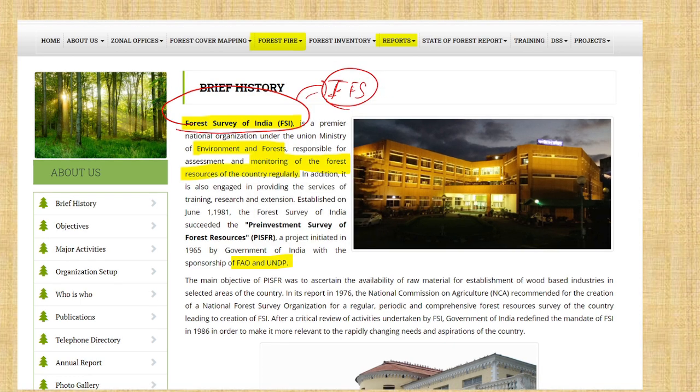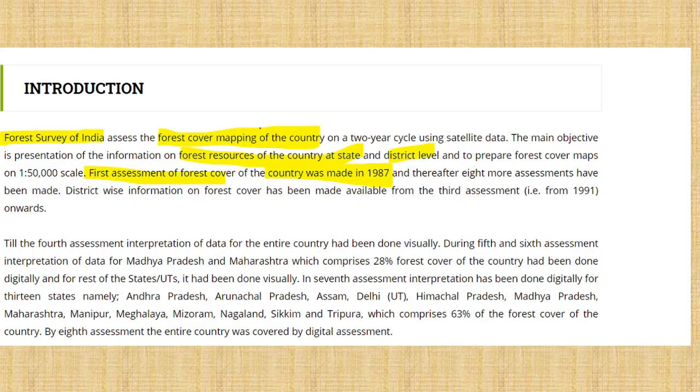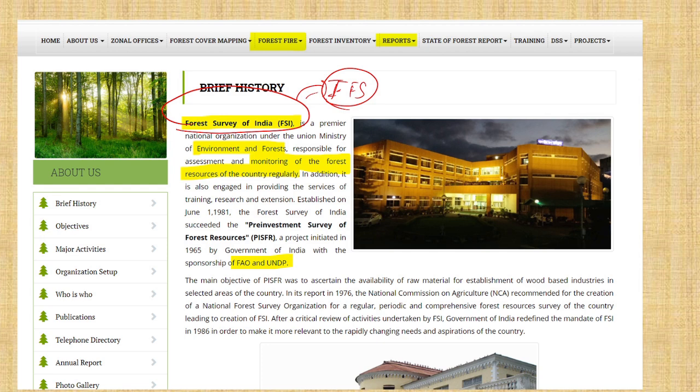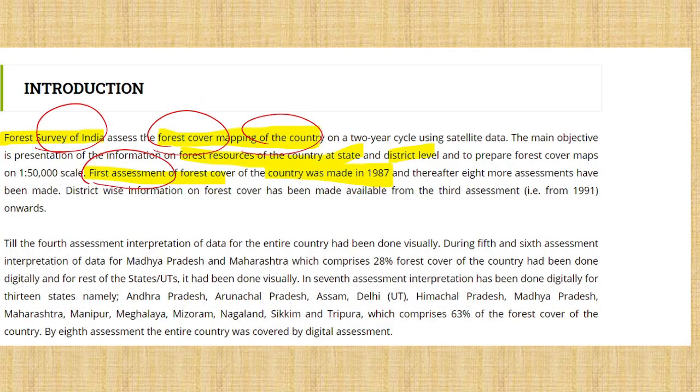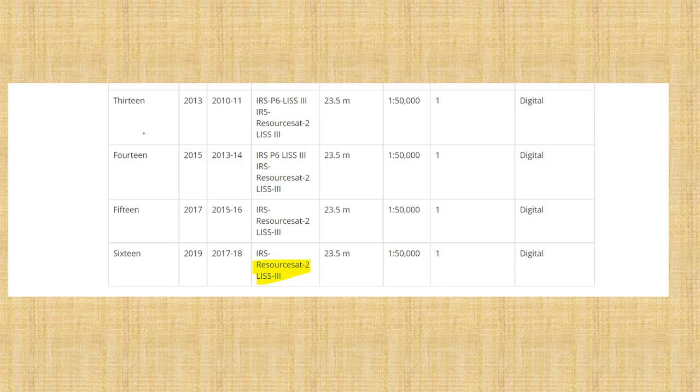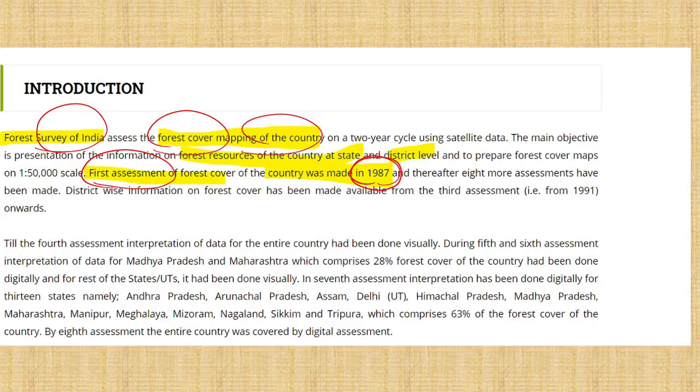But another important fact about the Forest Survey is that they are the ones who actually mapped the forest cover of India. They keep releasing the Forest Survey report; the name itself is there, Forest Survey of India. The first assessment was released in 1987. And the last one, the 16th, I am not sure whether the 17th has come, because in 2020 and 2021 many censuses and government works were delayed because of COVID. But the 16th report of the Forest Survey of India has come.